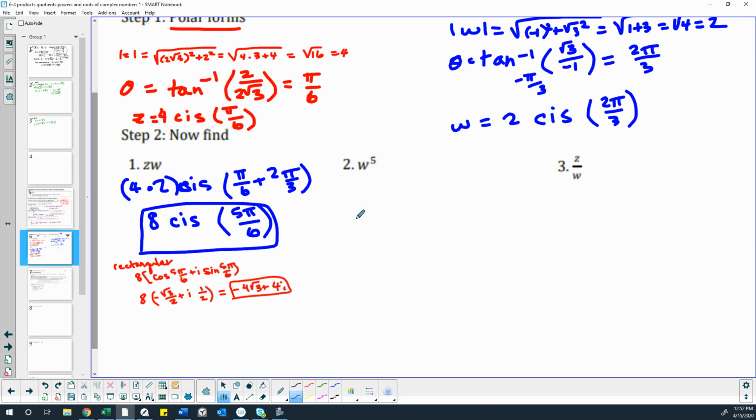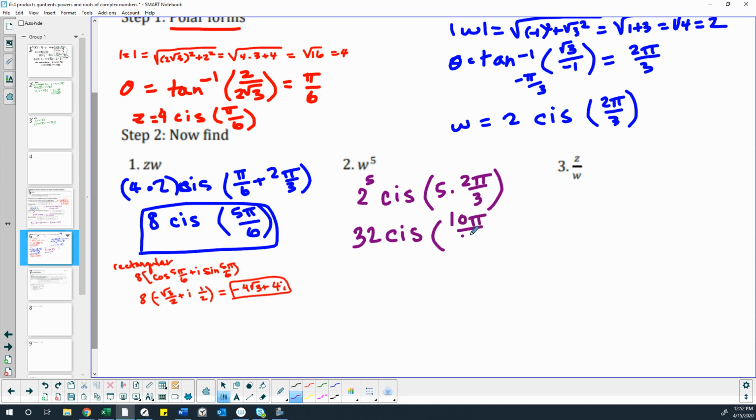All right, let's go ahead and do w to the 5th power. So that would be this. We go 2 to the 5th power times cosine plus i sine of 5 times 2 pi over 3. Now this is going to be an interesting thing to look at. 2 to the 5th power is 2 times 2 is 4, times 2 is 8, times 2 is 16, times 2 is 32. Cosine plus i sine, and then that will be 10 pi over 3.